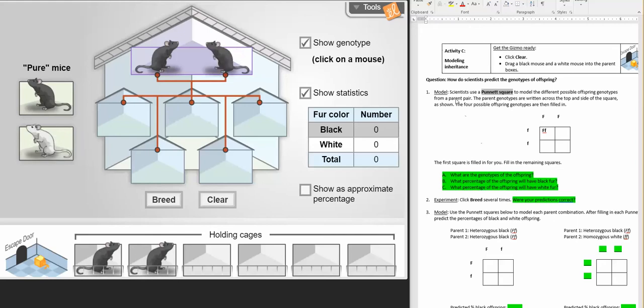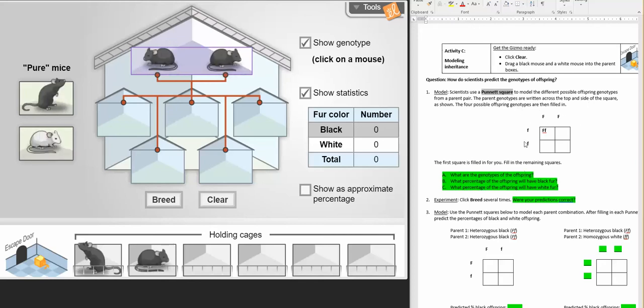So we're looking at Punnett squares to model the different possible genotypes. The parent genotypes we write across the top and the side, and then in the boxes are where our possible offspring are. So in our example here, we have our two parents, and then instead of 4, they give us 5 possible offspring, but it's the same idea, you guys, just 4 offspring in this one. Okay, first square is filled in for us. So right here, we already have our first one filled in.